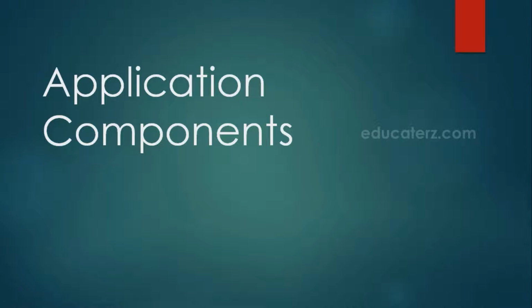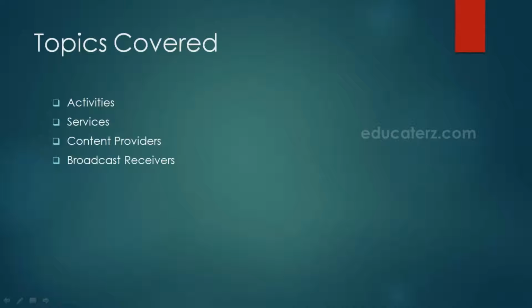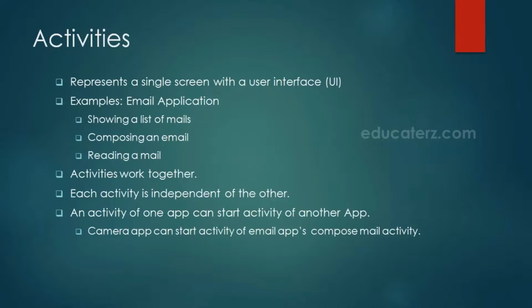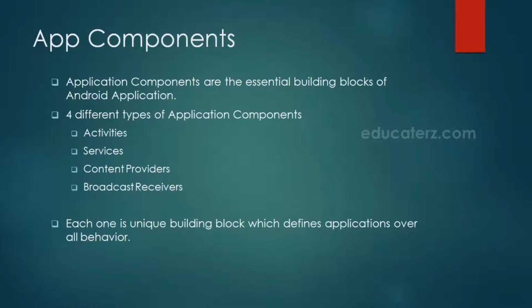There are four different kinds of application components available in Android. They are activities, services, content providers, and broadcast receivers. These four application components define our application's overall behavior, like what should happen when you select something, how a background call should be made when you request something, and how to send a notification to the user. Now let us see all of them one by one in detail.